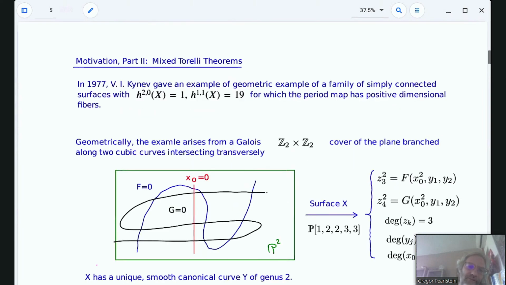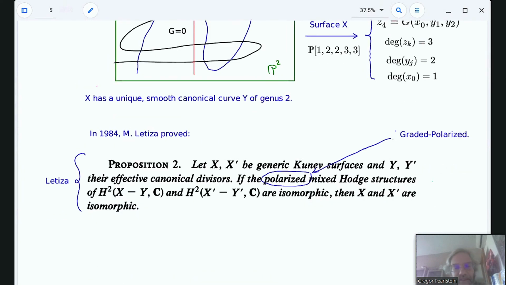So in '94, Letizia proved that basically if I had two generic Kunev surfaces, notice the change from one spelling to the next, and Y and Y prime were their canonical divisors, then if the polarized, so here polarized means graded polarized, mixed structures of the complements are isomorphic, then X and X prime are isomorphic.